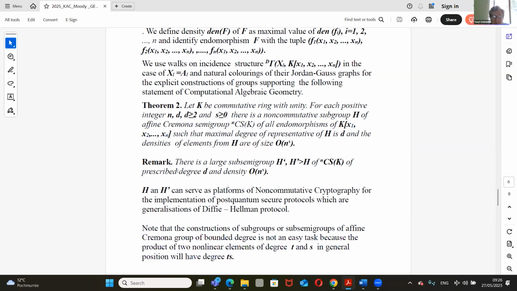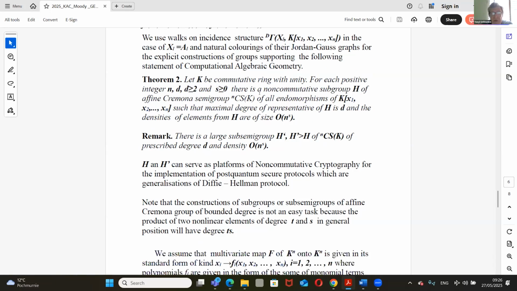So, of course, we can consider a subsemigroup H prime, which is larger than H, which consists of elements of prescribed degree and density. But what is important here is that this is a kind of non-trivial result, because if we take two elements of the affine Cremona group of degree t and s, then in general position, like with random coefficients, the composition of two maps will have degree ts. So degrees are growing.